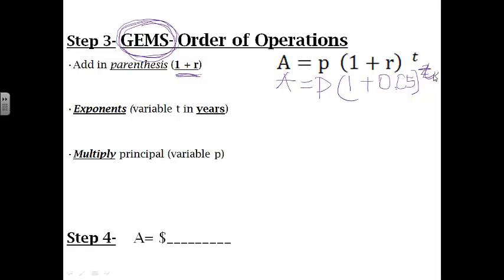Oh, whoops, I haven't replaced this yet. Okay, so 1 plus 0.05 would be 1.05. Bring everything else down.